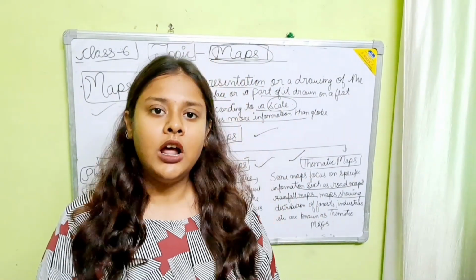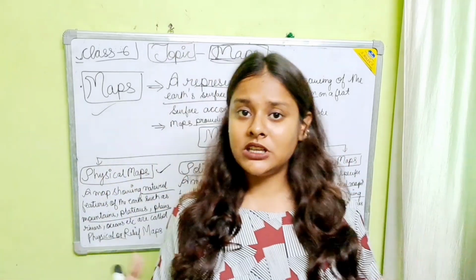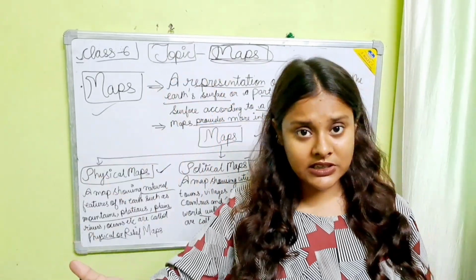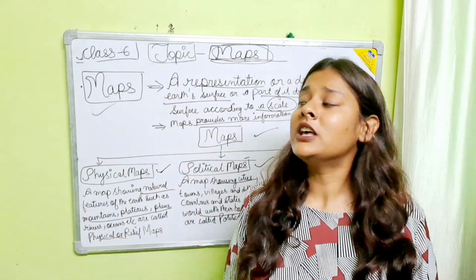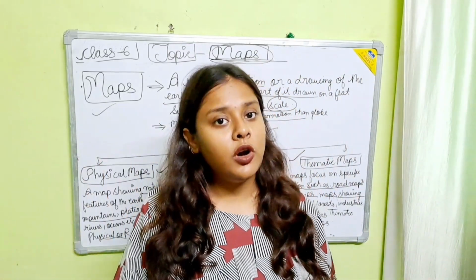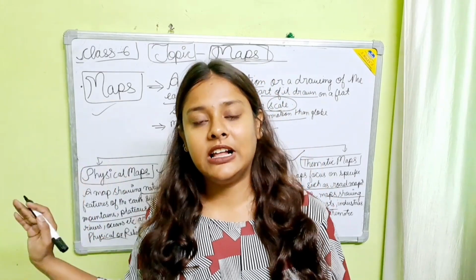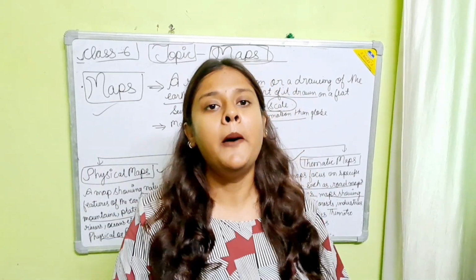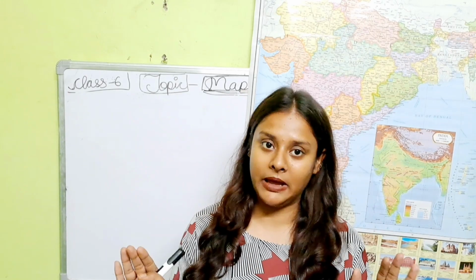It is clear now what a map is. A map is a representation or redrawing of the earth's surface on a flat surface. A map provides more information as compared to the globe. Maps are of three types: physical map, political map and thematic map. We have discussed these three types of maps.